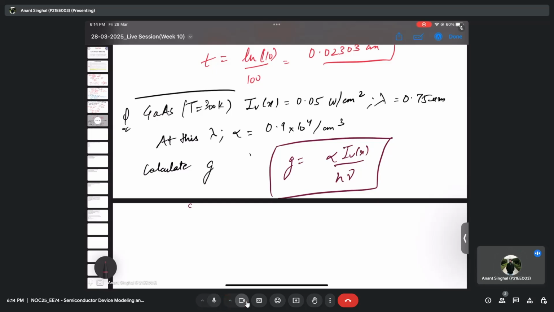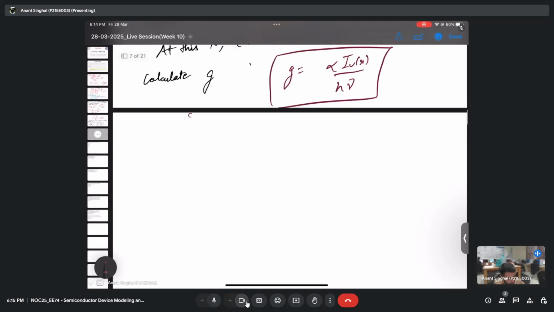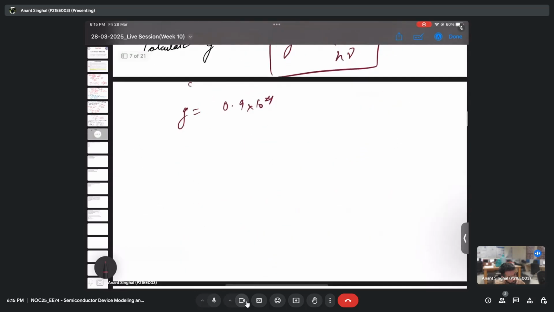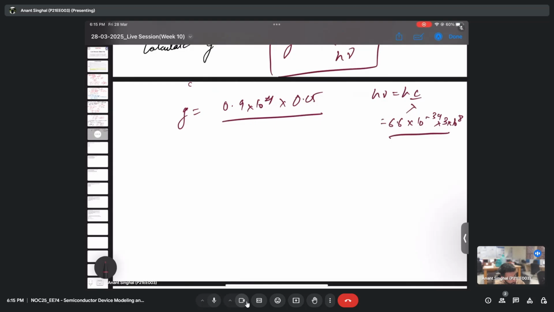So this was pretty straightforward. Alpha is 0.9 times 10 raised to 4, so all the units are in centimeter only. Iv is 0.05. Then h nu you can calculate separately also. It is hc by lambda, which is 6.6 times 10 to the minus 34, then c is 3 times 10 raised to 8, and lambda is given as 0.75 micron.